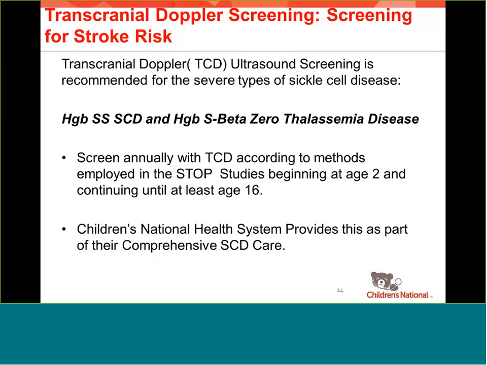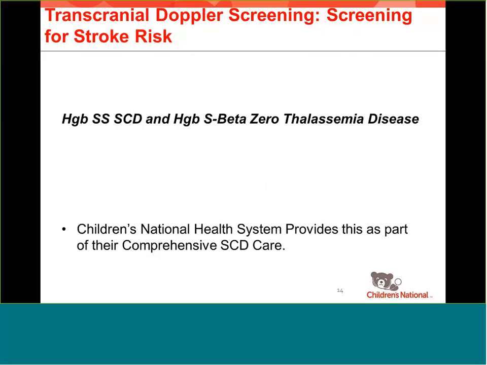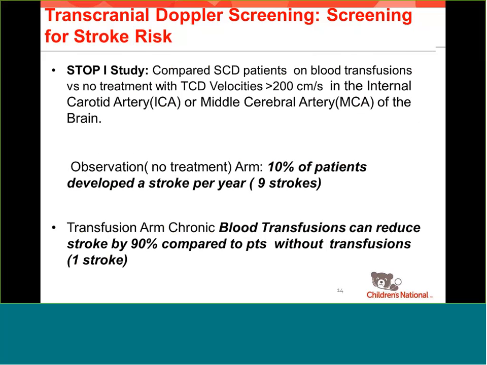The STOP study is a study that looked at and compared sickle cell patients on chronic blood transfusions versus no treatment with TCD velocity greater than 200 centimeters per second. They compared the observation arm versus the transfusion arm. 10% of the patients develop a stroke per year, 9 strokes in the observation arm versus just 1 stroke in the chronic blood transfusion arm. So therefore, we recommend starting blood transfusions in all patients who had elevated TCD velocities.